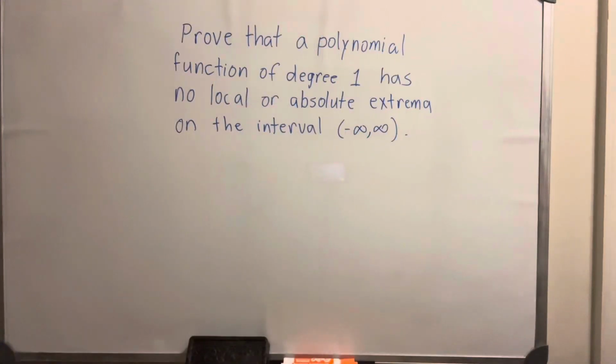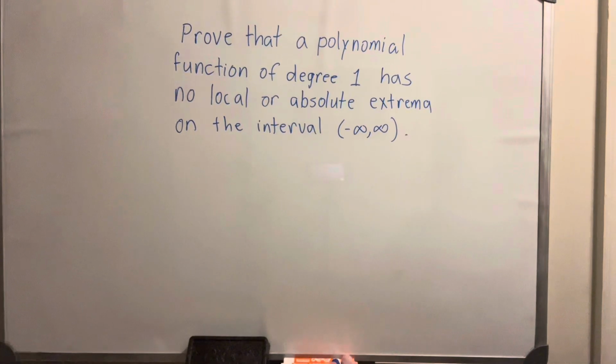This one says, prove that a polynomial function of degree 1 has no local or absolute extrema on the interval from negative infinity to positive infinity. So we've got to prove this. How do we prove something? There's the direct proof, and then there's a proof by contradiction. Can you think of a way to prove this directly?